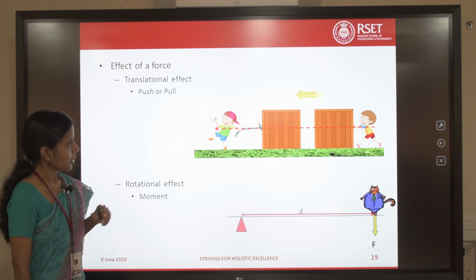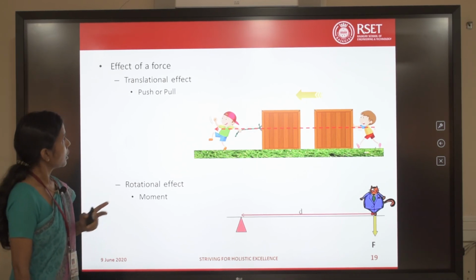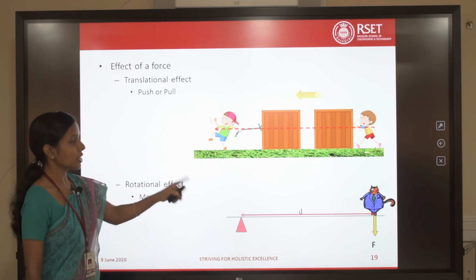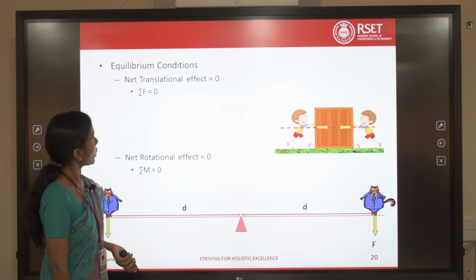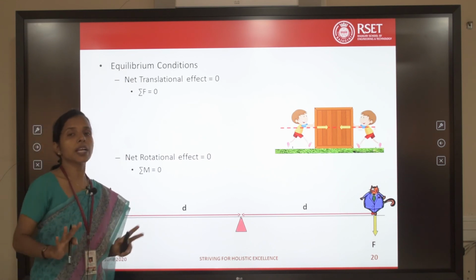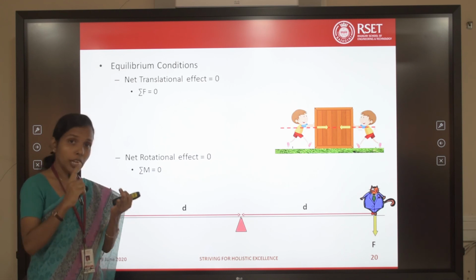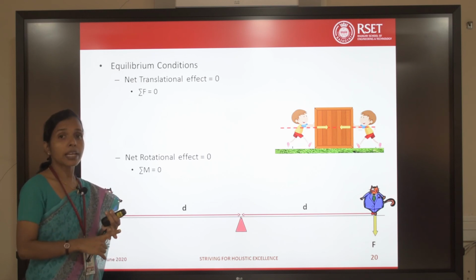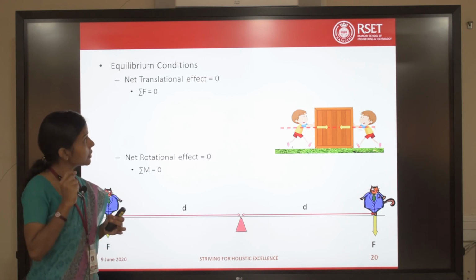So, if you consider the effect of a force, the force has two effects. One is a translational effect, that is a push or a pull, and the second is the rotational effect, which we quantify by moment. Okay. So, what are the equilibrium conditions? What do you mean by equilibrium? The net force acting on the body is 0. The net effect of the force acting on the body is 0. So, there are two effects, translational effect and moment effect, right. So, both should be 0. Then only we can say that the body is in static equilibrium. I am dealing with statics. Okay. So, the body is in static equilibrium.